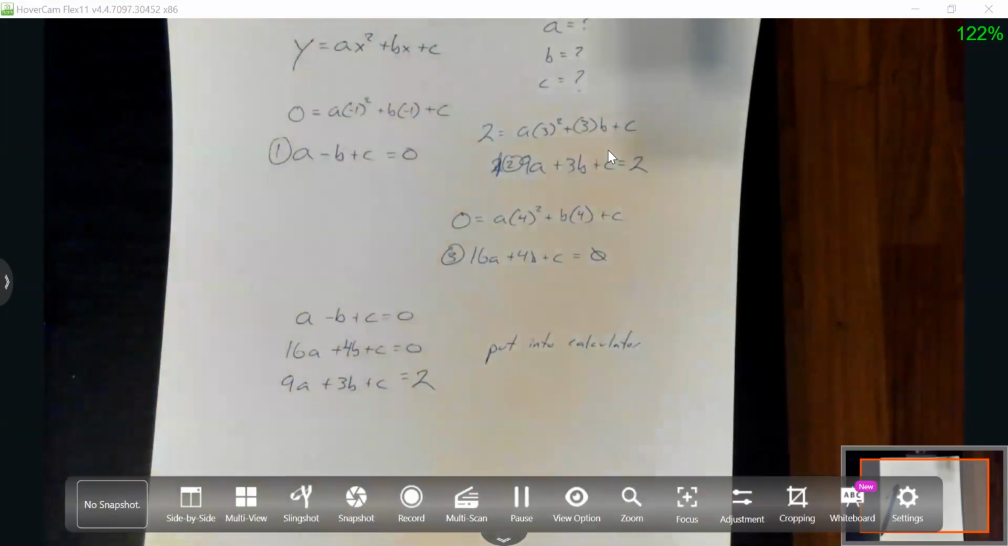So let's go ahead and do that. I'm actually going to put it in the calculator here real quick, and let's see what we actually get. So again, you should be putting it into the calculator. It's not worth the time to do it by hand. I'm not going to ask you to do it by hand.